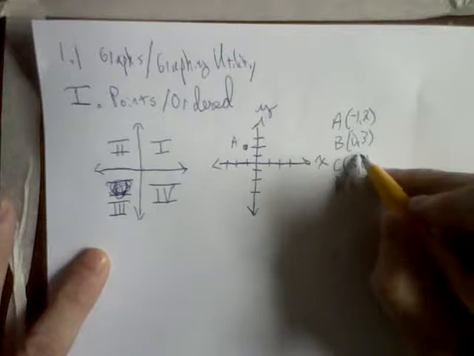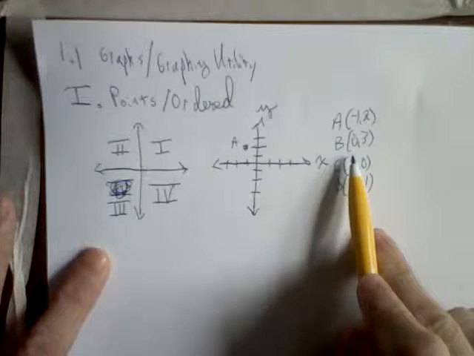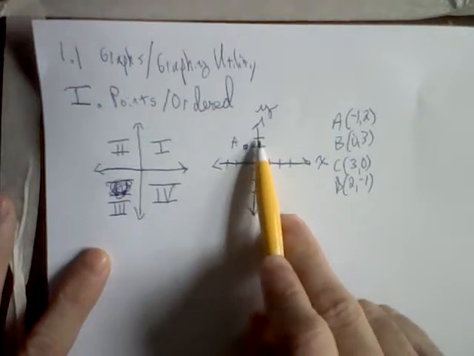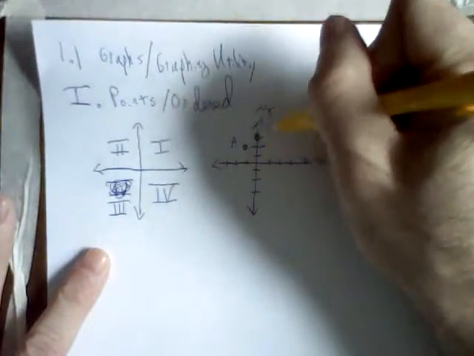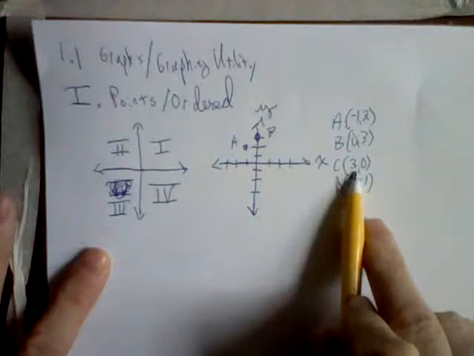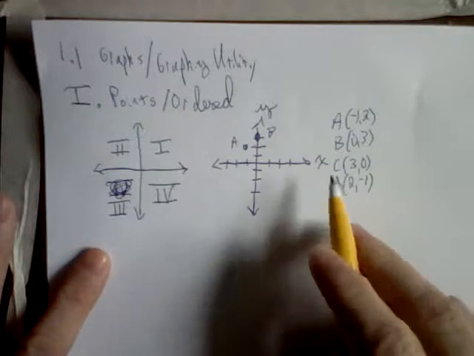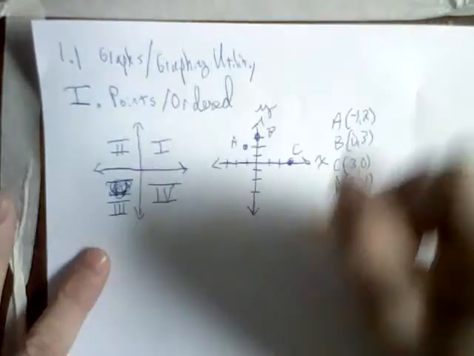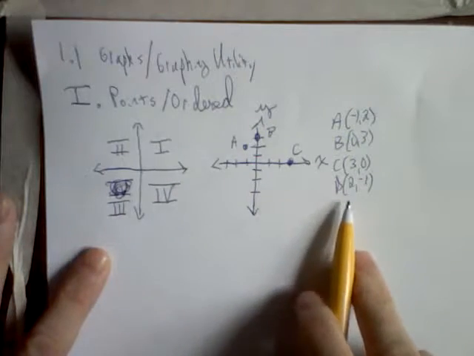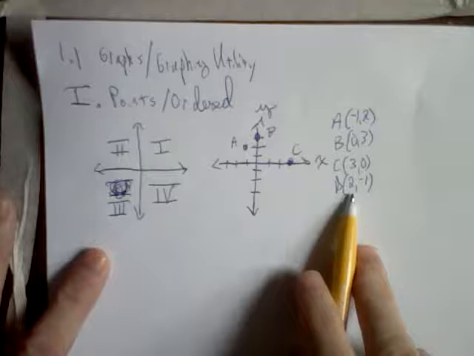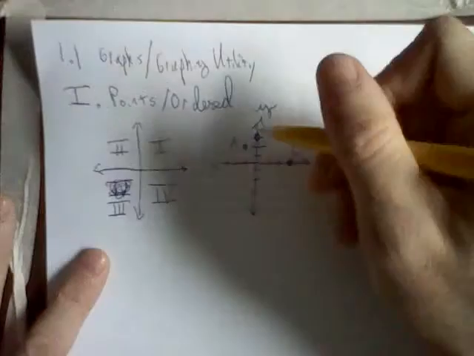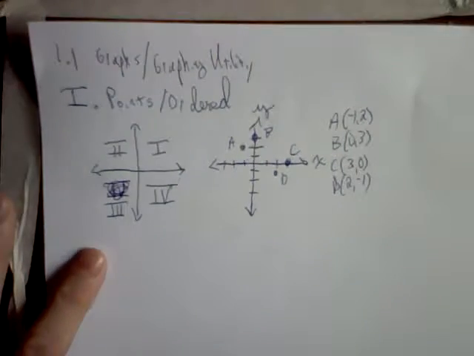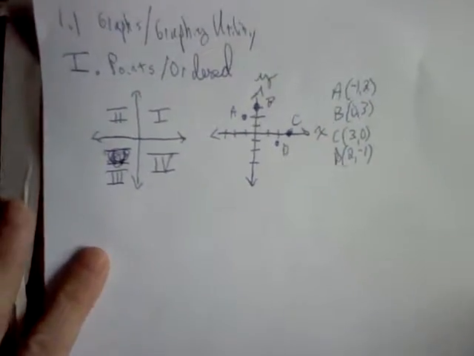B, so I don't move, and then I go up 3. So don't move, and then 1, 2, 3. So there's B. C, move to the right 3, and then don't move. So 1, 2, 3. C. And then finally for D, go to the right 2, and then down 1. D. Okay, so hopefully we've dealt with that to everybody's satisfaction.